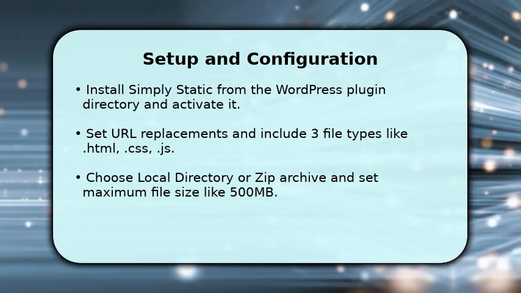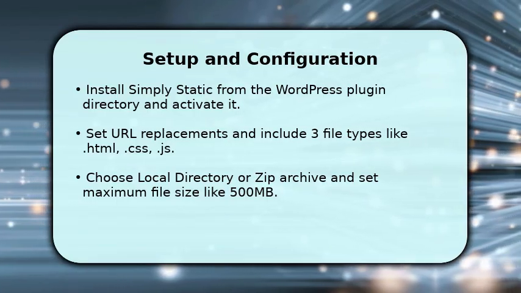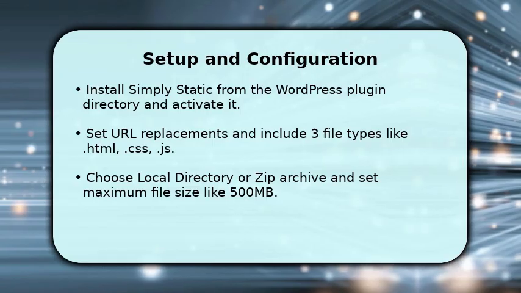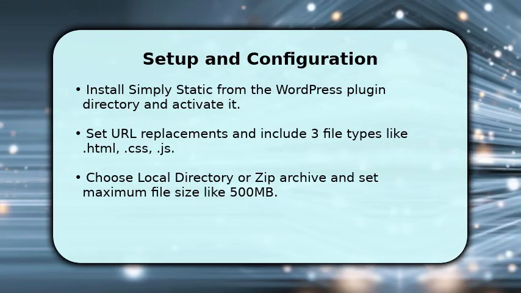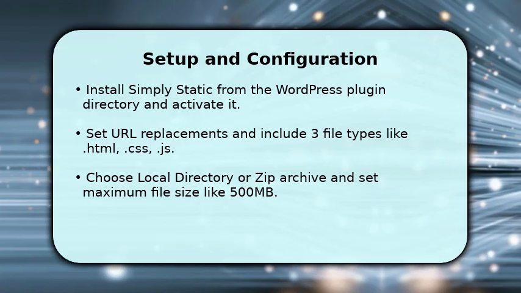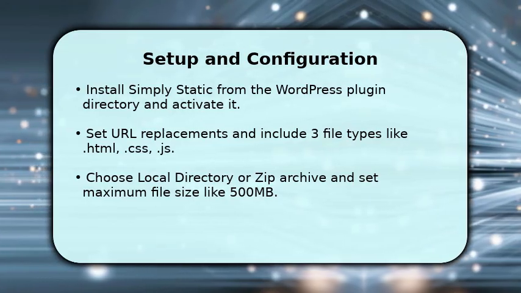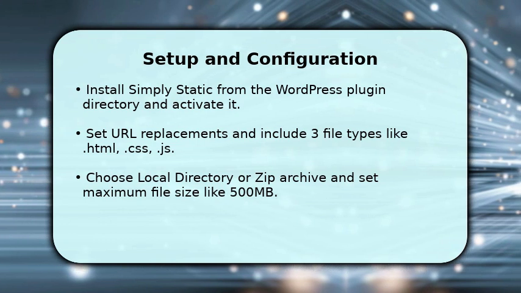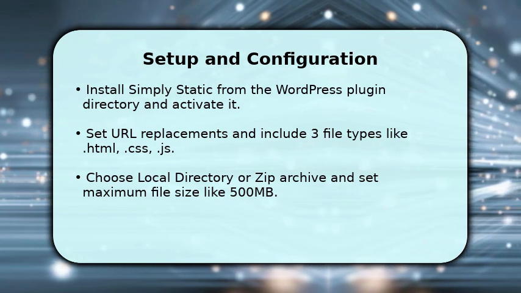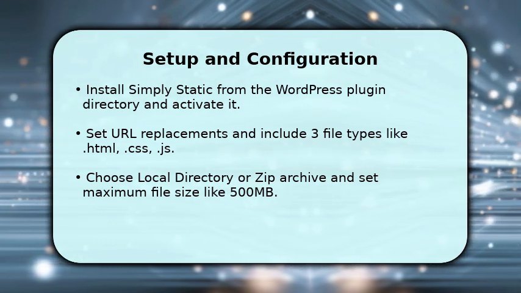Include file types such as HTML, CSS, JS in the Include Patterns list. Choose local directory when exporting up to 500 MB or zip archive for convenient downloads. Adjust the crawl depth and exclude rules to prevent exporting staging or admin paths.